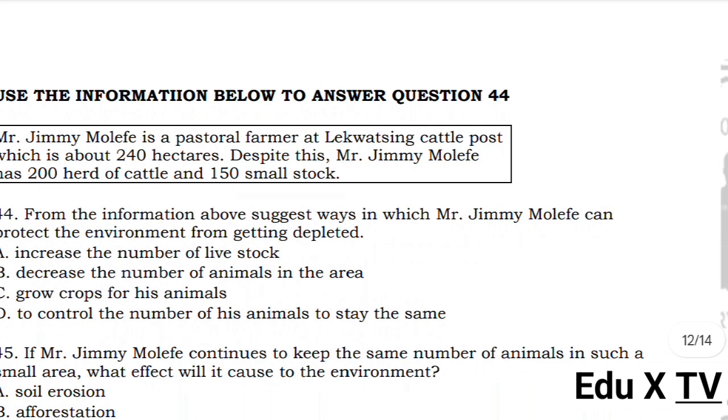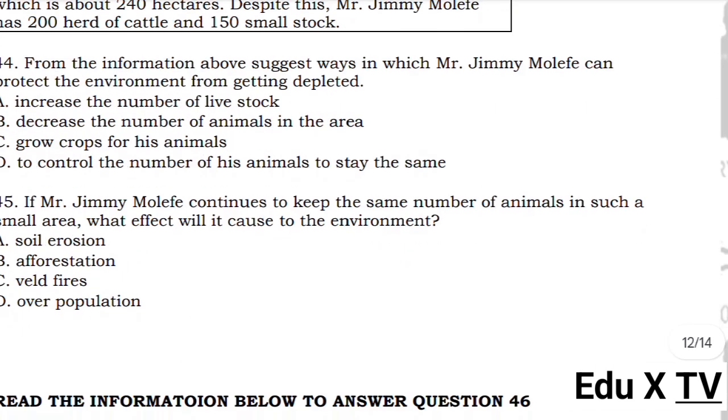Use the information below to answer question 44. Mr. Jimmy Molefe is a pastoral farmer at Lekwating Cattle Post, which is about 240 hectares. Despite this, Mr. Jimmy Molefe has 200 heads of cattle and 150 small stock. Number 44. From the information above, suggest ways in which Mr. Jimmy Molefe can protect the environment from getting depleted. The answer is B.